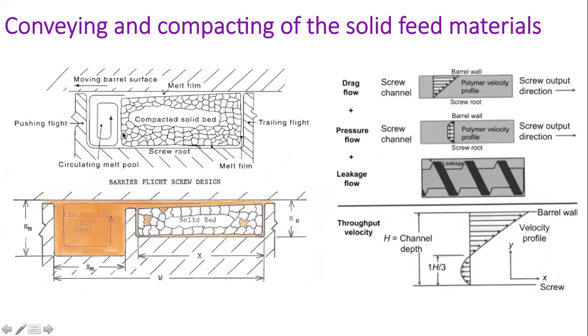And the solid bed, you can see here a compact solid bed, right? The characteristic of the solid bed is that it is entirely filled. And drag flow, we have discussed drag flow, right? Now the screw is moving from here to here because the screw output is there.